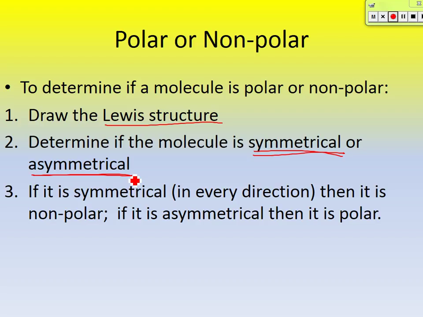Okay, and here's the deal. If it is symmetrical, it has to be symmetrical in every direction. Not just up and down, but left and right as well. If there's symmetry in every direction, then it's nonpolar. Now, if it's asymmetrical, the molecule will be polar. Okay, and this always confuses people, so there's an easy way to remember this that's taught in almost every chemistry textbook. This is a good acronym to learn.